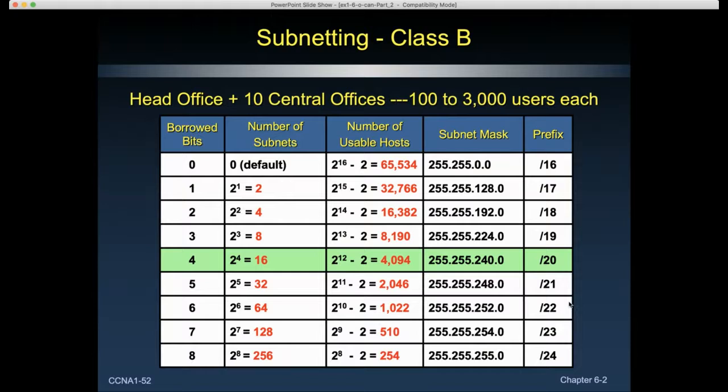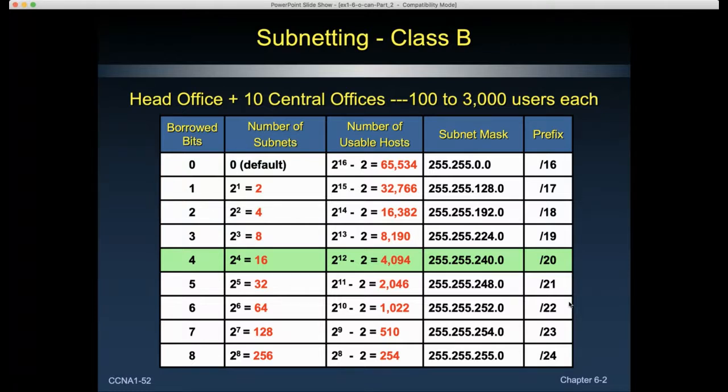So let's see now, if I just borrowed 1 bit, that would only be 2. Well, wait a minute, I need 10. If I borrowed 2 bits, that would only give me 4. If I borrowed 3 bits, that would only give me 8. But if I borrowed 4 bits, well, 2 to the power 4 is 16 networks. Well, that's good. I have 10 networks that physically exist, and there's a little room there for future growth and expansion.